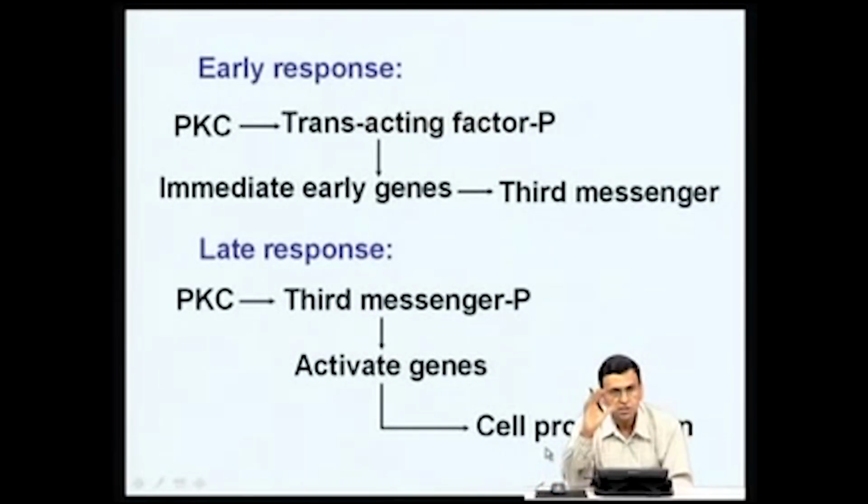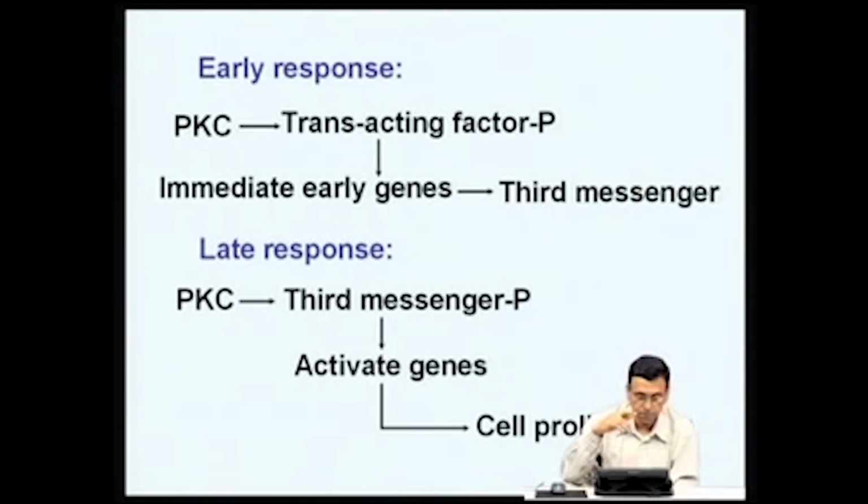Now, it turns out cell proliferation in general happens in two different phases. One is called the early response, and another is called the delayed response or the late response. Very interestingly, the protein kinase C plays a very important role both in the early response as well as in the late response. Now, this is a very brief schematic sketch that tells you how protein kinase C acts as a regulator of cell proliferation.